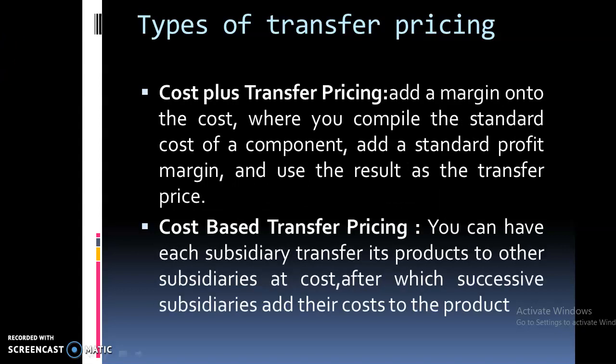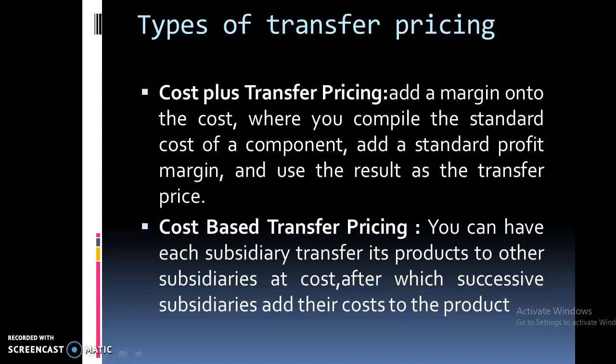Next is cost plus transfer pricing. You calculate the total cost of production, add a markup margin to this cost of production, fix it as the price, and transfer the goods from one subsidiary unit to another at the markup rate, or cost plus rate. That is another mechanism followed by subsidiary units for transfer pricing.